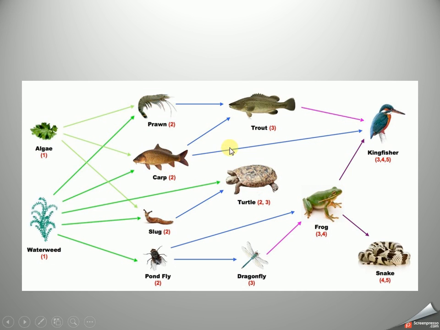So they can eat two things. Imagine what would happen if all the carp suddenly died, through a disease or something like that. What would happen to the number of prawns? Some people might think that they go up because they might have more algae and more waterweed to eat, but that doesn't actually happen. What happens is that the trout, because they've got no carp to eat, would eat more prawns, so the number of prawns would actually go down.